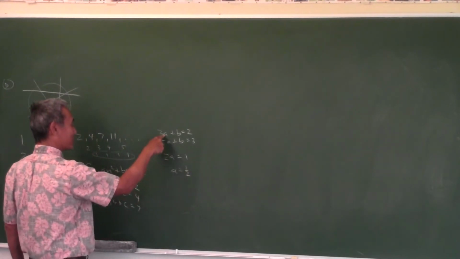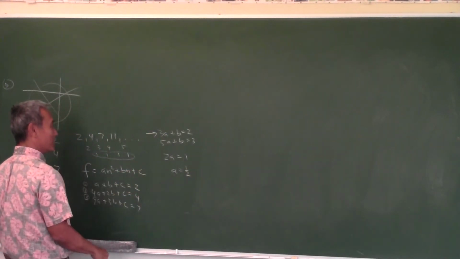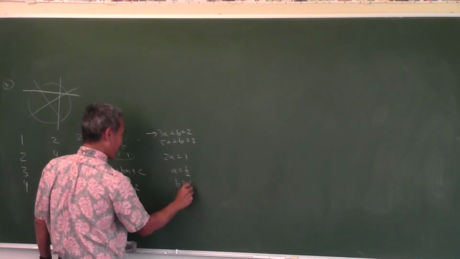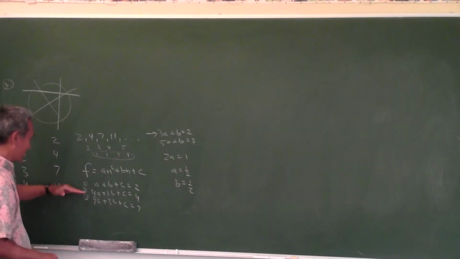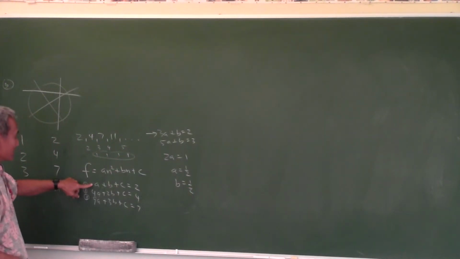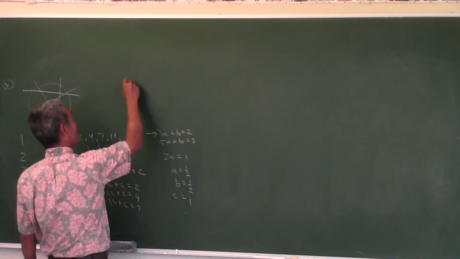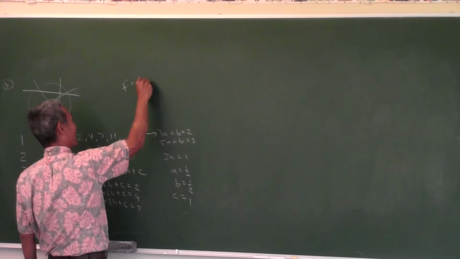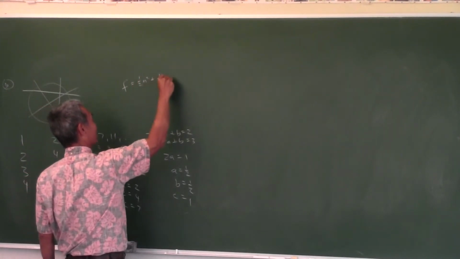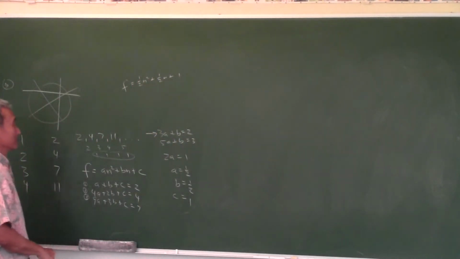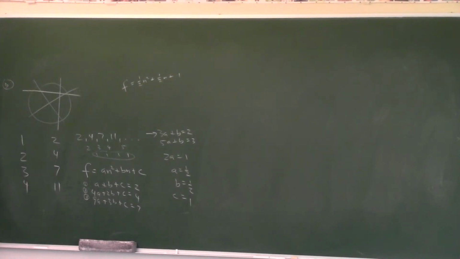Take that and plug it back into one of these. Let's say this one. So b is 1/2. Take these 2 and plug them back into one of these. Probably the first one is the easiest, so therefore c is 1. That means the equation was f equals 1/2 n squared plus 1/2 n plus 1. There you go. There's a mechanical way of figuring it out.